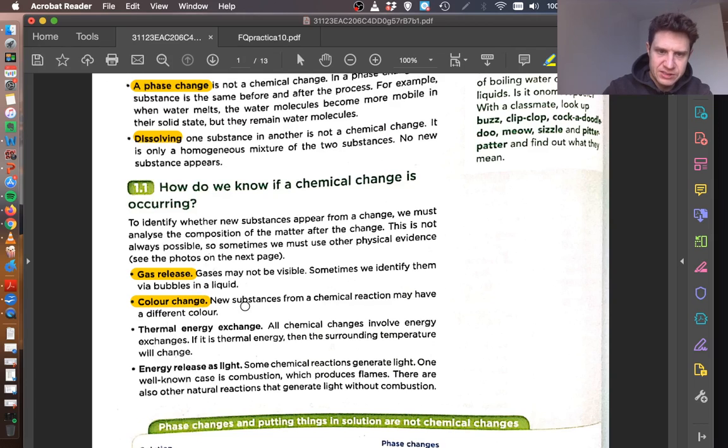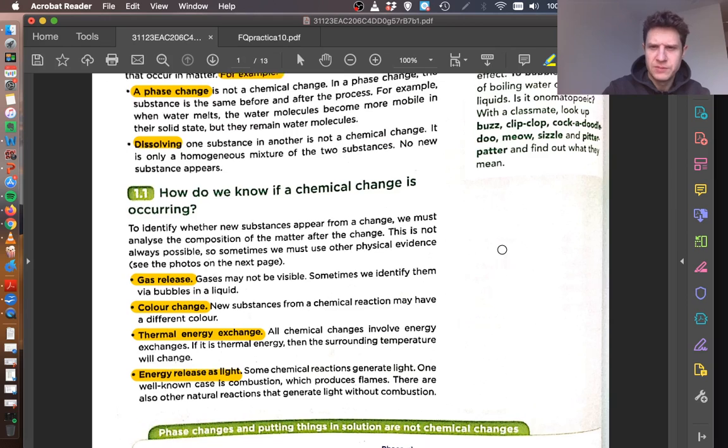Color change: a substance from a chemical reaction might have a different color. Thermal energy exchange: all chemical changes involve energy exchange. So normally when we burn something, we need to apply some heat, and this heat is generating a chemical change. An energy release as light, like a fire or flames.